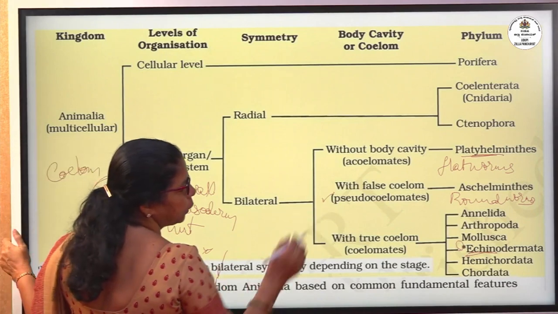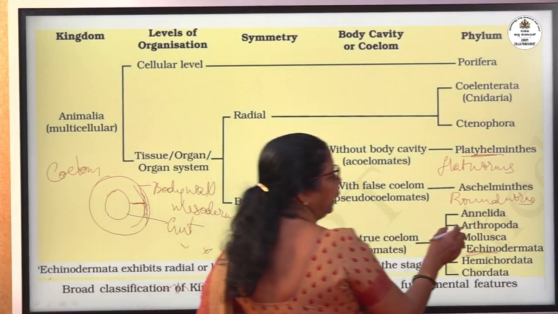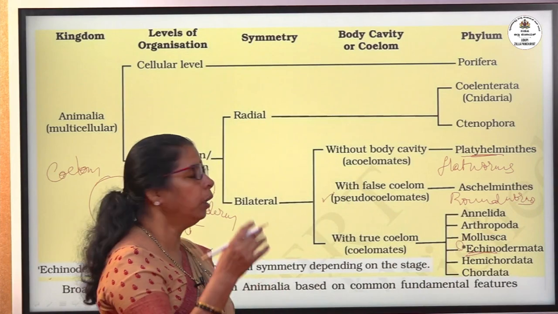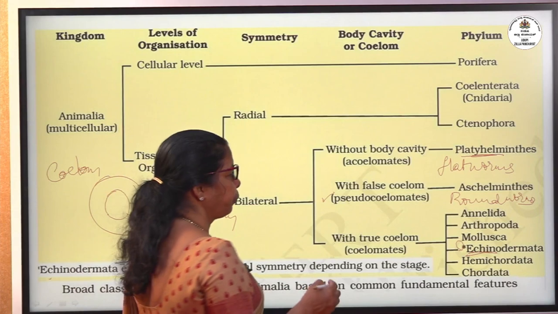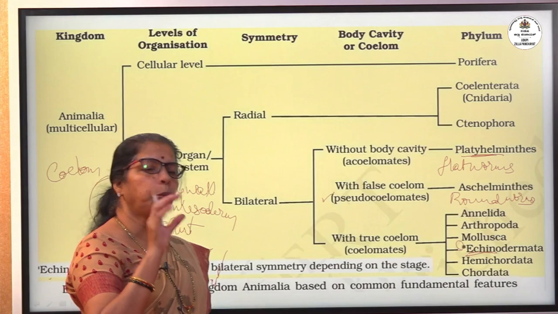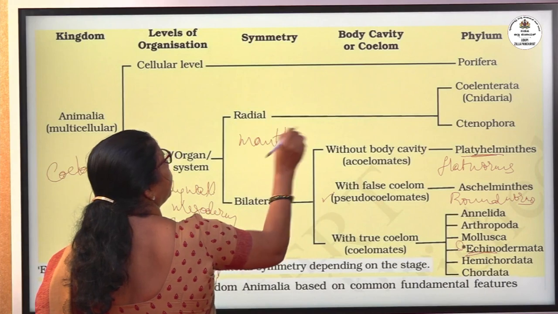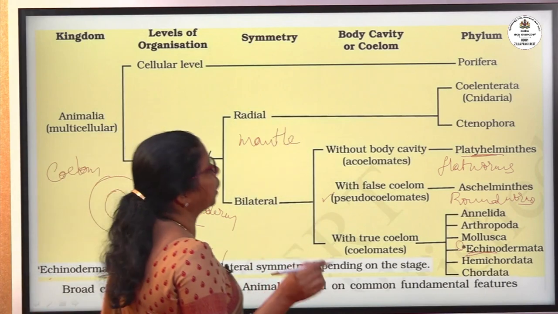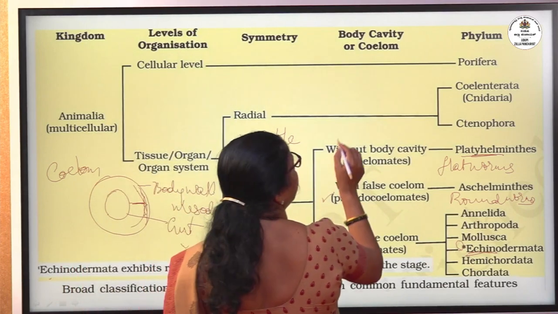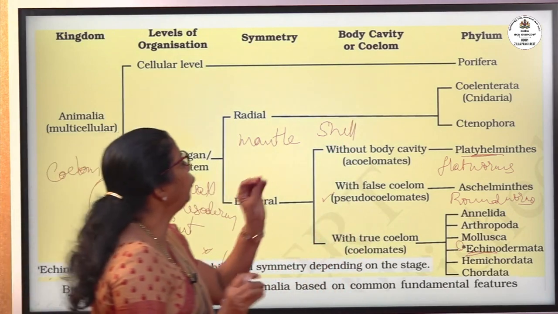In the case of Annelida, examples are earthworm, leech, etc. In the case of Arthropoda, a large number of organisms are there, and one of the classes of Arthropoda is Insecta. Mollusca normally have a hard shell, and the body is enveloped by a mantle, a membranous structure, and that mantle secretes the shell. A few exceptions are there which do not have any shell. So most are with the shell and a few are without shell.